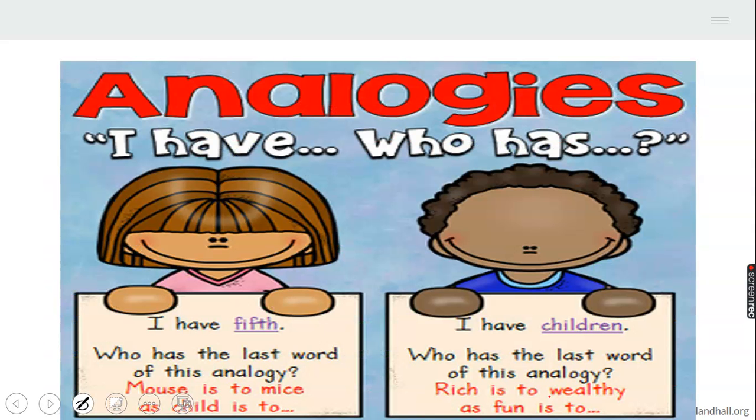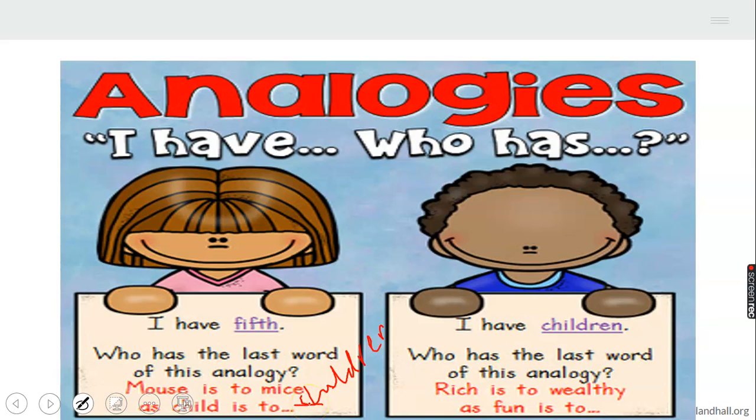Now let me quickly go. I have dash. Who has dash? I have fifth. Who has the last word of this analogy? Mouse is to mice as child is to what? What is the answer? Since mouse is to mice, child is to what? This is singular and plural. Mouse is to mice, child is to what? Children. Good. Children.